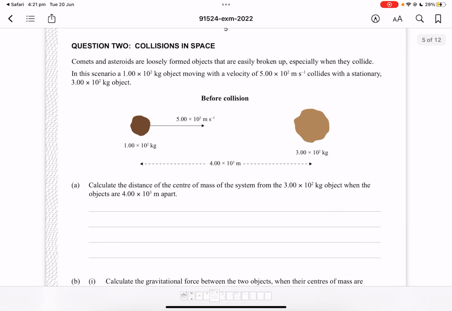Okay. Question 2, we're looking at collisions in space. So comets and asteroids are loosely formed objects that are easily broken up, especially when they collide. So in this scenario, a 100 kilogram object is moving at a velocity of 500 meters per second, and it collides with a stationary 300 kilogram object. So calculate the distance of the center of mass of the system from the 300 kilogram object when the objects are 4,000 meters apart.